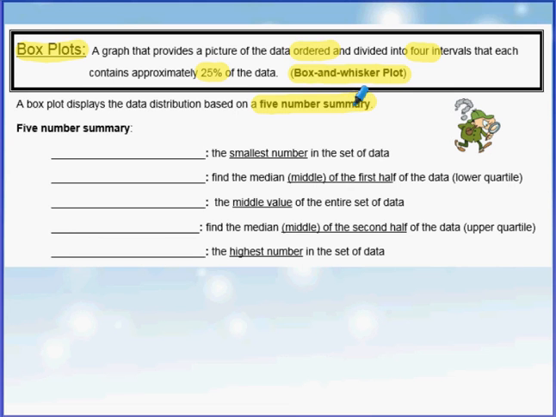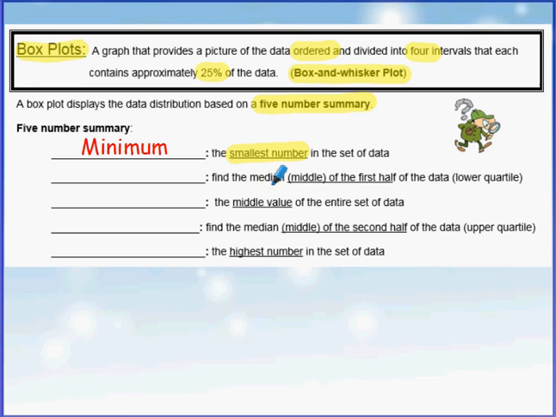The first important value of a data set is the smallest number. This number is called the minimum. So the minimum value of the set of data after it's listed in order is always our first value in our 5-number summary. Now, the next one is a little more complicated.